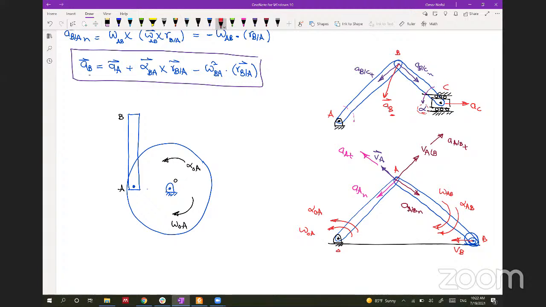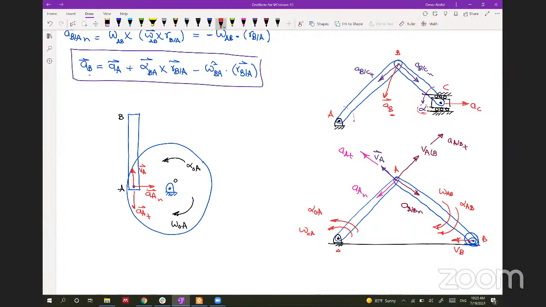So for the velocity VA, based on this omega's direction, VA will be going up like this. And the tangent acceleration will be going down because the alpha is in the opposite direction. So AA tangent will be going down, and the normal will always be going towards the center, in the negative direction of the radius. It will be something like that. So we mapped the acceleration and the velocity at A.